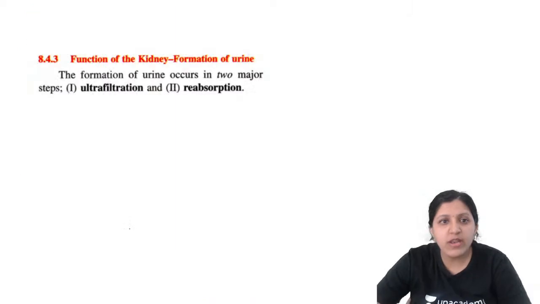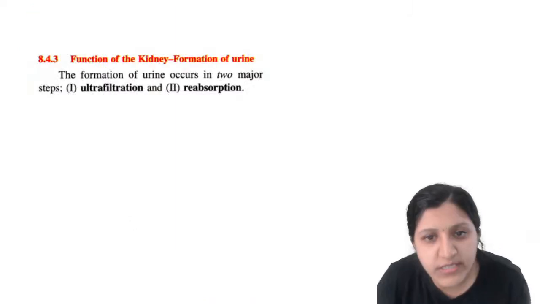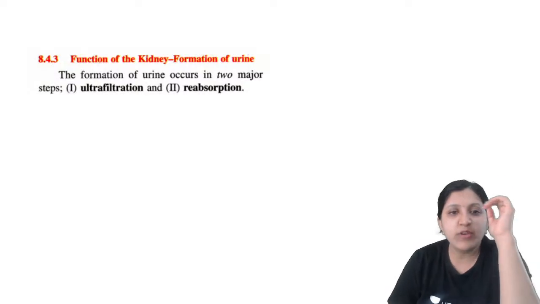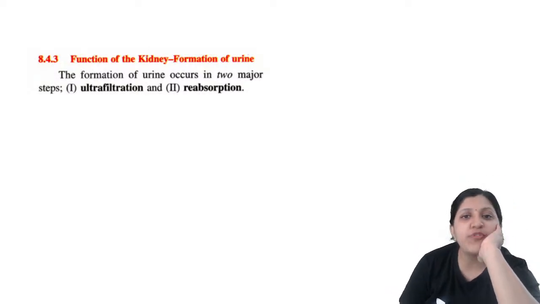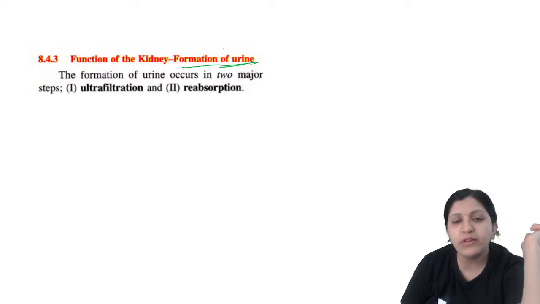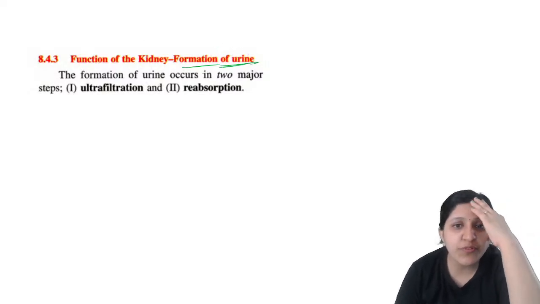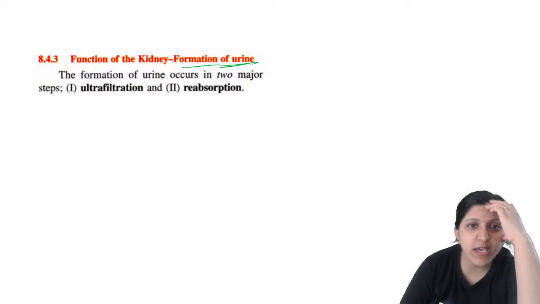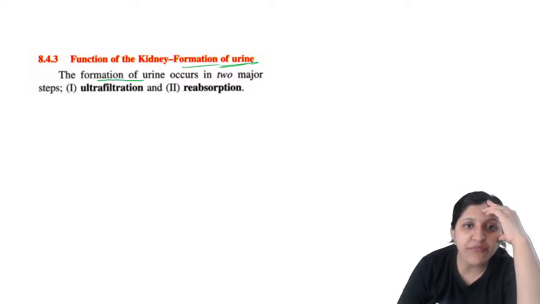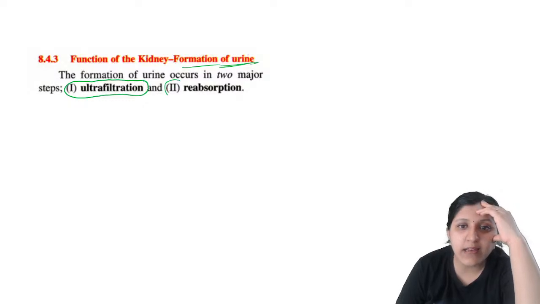All right, so now we will see the function of this particular kidney. The function performed by the kidney is basically the formation of urine. Formation of urine occurs in two major steps: first ultrafiltration, which we will see, and then reabsorption.